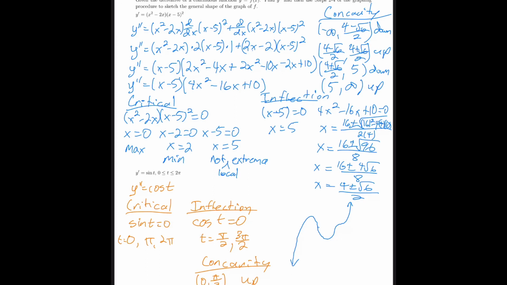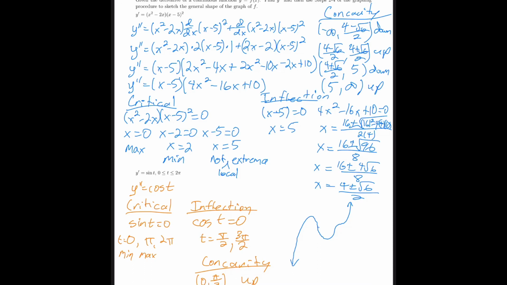So pi over 4, the cosine of pi over 4 is positive, so this is concave up. Here we could plug in pi. Cosine of pi is negative 1, so that's down. And here we could plug in something like 7 pi over 4. And the cosine of 7 pi over 4 is the same thing as cosine of negative pi over 4, which is positive root 2 over 2. So this would be up as well.